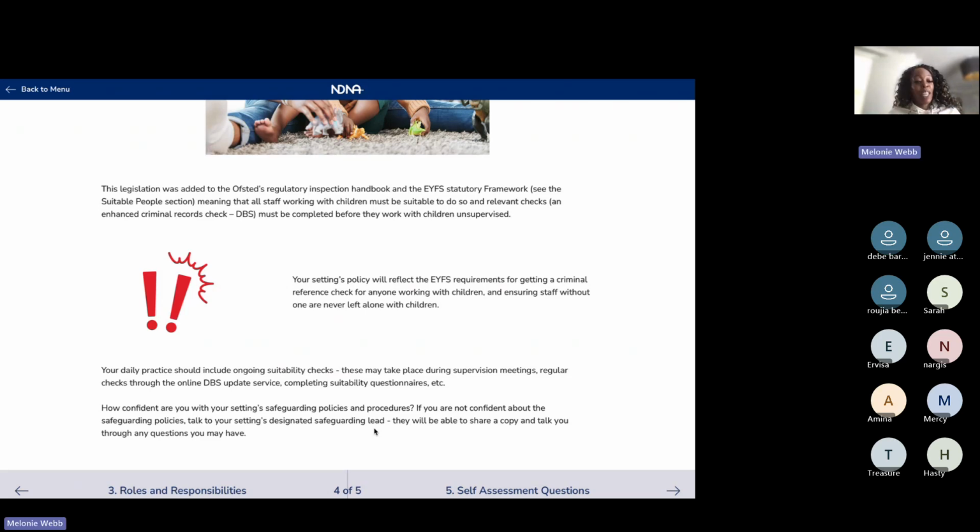Your safeguarding practice should include ongoing suitability checks. These will take place during supervision meetings, regular checks through the online DBS update service, and doing suitability questionnaires. I think we last did one in February, just to make sure that not only that you were physically able to work with children, but also that you were deemed responsible enough to work with children. How confident are you with our policies and procedures?